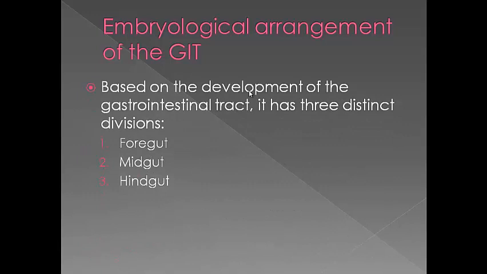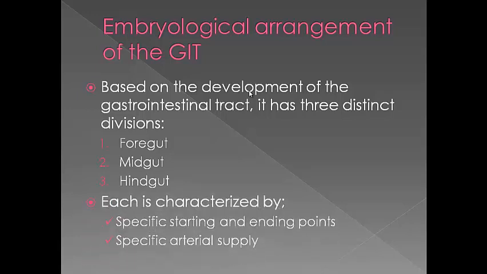So the first thing you need to be familiar with is the embryological arrangement of the GIT. Based on the development of the gastrointestinal tract, you know that it has three distinct divisions, which are called the foregut, midgut, and the hindgut. Now, each of these divisions is characterized by two things. Number one, it has a specific starting and ending point. Okay, so it starts somewhere, and then it ends somewhere. And usually the ending point of one division is the beginning of the second division. So basically where the foregut ends, the midgut begins, and so forth.